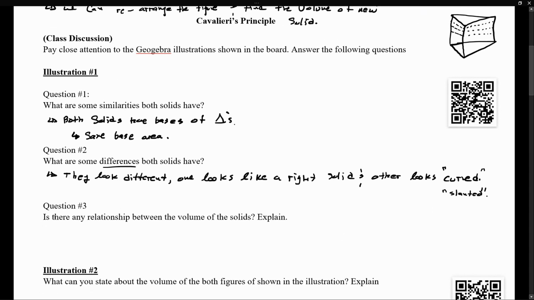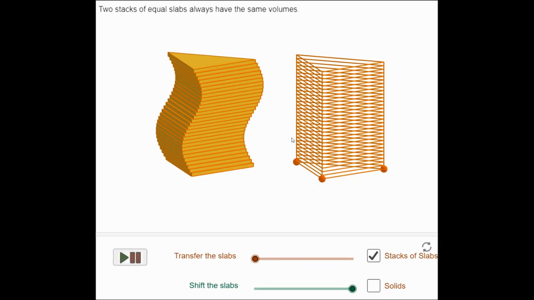But now, will there be any relationship between the volumes of the two solids? Well, let's see. At least on the solid on the right hand side, we can definitely use some of the formulas that we have discussed in the past. We can find the area of the base and multiply by the height, and find the volume of the solid. But a figure that is slanted or curved on the left hand side doesn't seem that straightforward. But what if I tell you that they have the same volume?